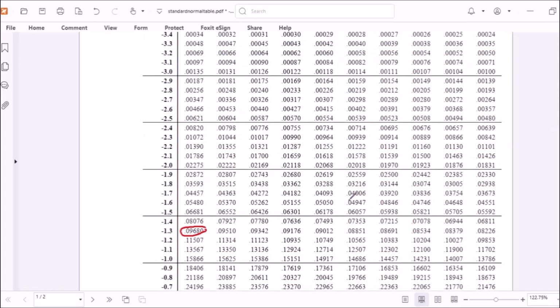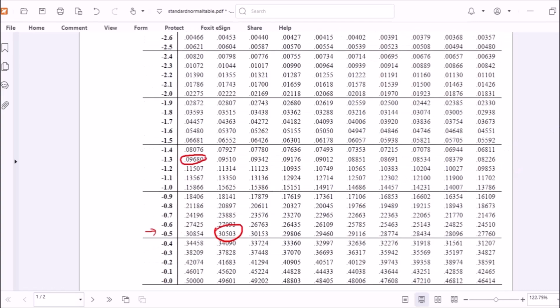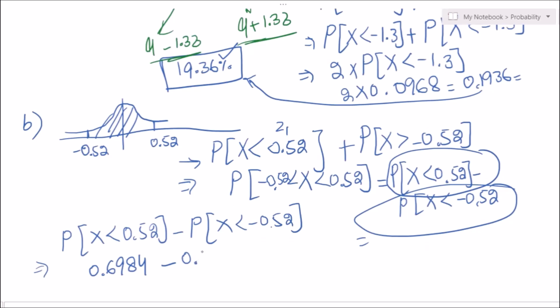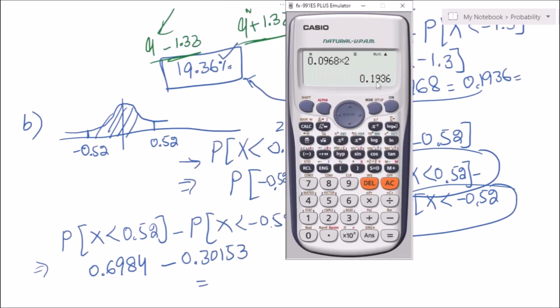No, this is incorrect because this one is the 0.5. Okay, this is incorrect. The value is 0.30153. Let me solve it here.